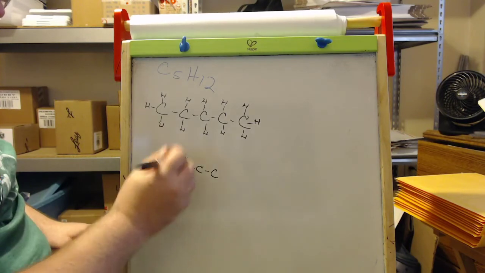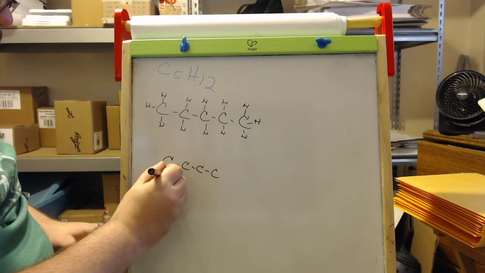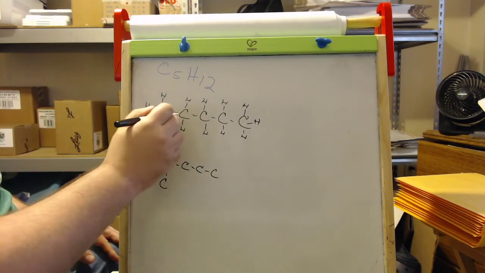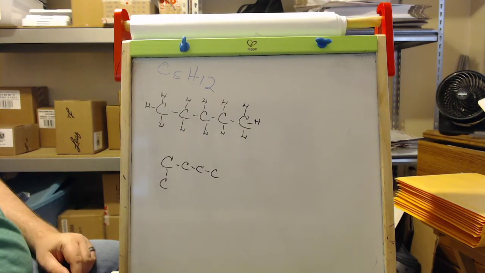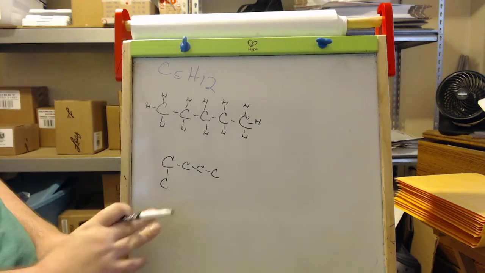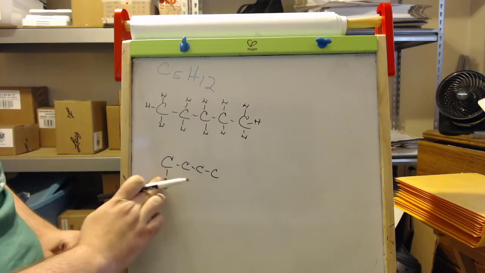What I can't do is this, just to point it out. If I draw it there, I still have the same structure up here. 1, 2, 3, 4, 5. Longest chain, longest chain, longest chain. So it can't go there.